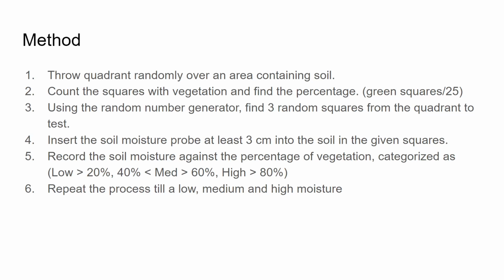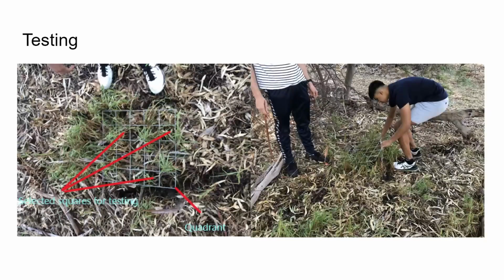Using a random number generator, we found 3 squares from the quadrat to test. We inserted the soil moisture probe at least 3 centimeters into the ground, and then we recorded the soil moisture, and we categorized it as low, medium, or high. Low is less than 20%, medium is greater than 40 but smaller than 60%, and high is greater than 80%. Now we repeated this process until we had all 3, low, medium, and high moisture variance. This is an image of us doing the testing.